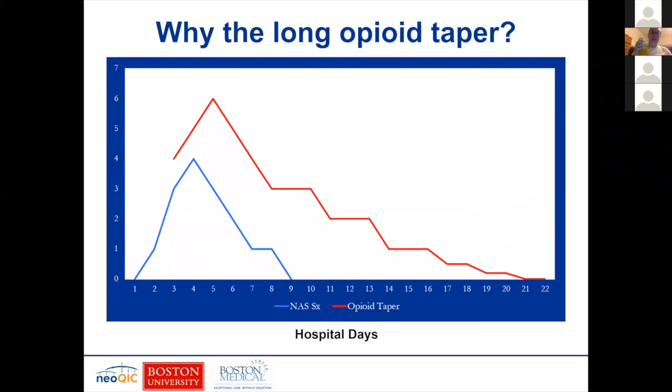So the next topic: why the long opiate taper? Typically, if you look at the blue line, a baby is going to peak in their withdrawal a couple days after birth, and then start to get better over the subsequent week. So with the red line, we'll start the morphine or the methadone when the baby starts to peak, and we slowly wean it over the next, say, 2 weeks. The typical wean is about 10% per day, and treated babies are in the hospital on average about 21 days.